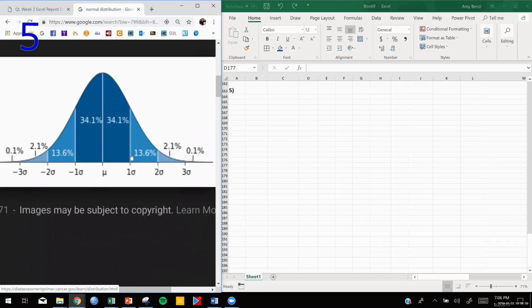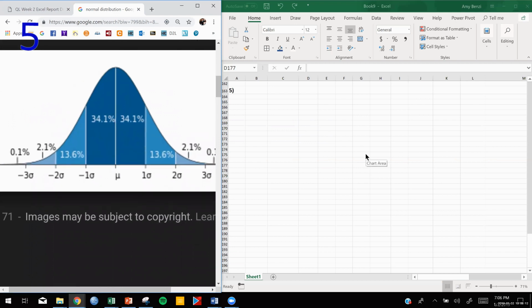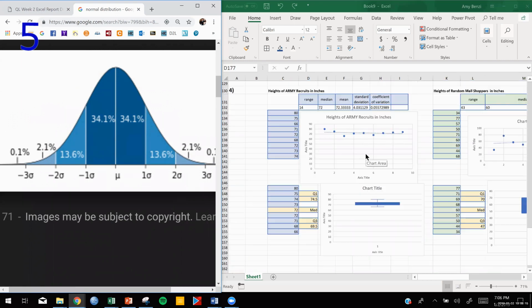So when we talk about our bell-shaped curve, we have a set of data. Let's just go back up to our Army recruits. Our Army recruits here had a mean of 72. So if you think about that 72 being right here at our mean, my standard deviation for the Army recruits was 4. So that means that the first standard deviation to the right would be 72 plus 4. So this number would be 76. The first standard deviation to the left would be 72 minus 4, so this would be 68. So our first standard deviation is 68 inches to 76 inches.